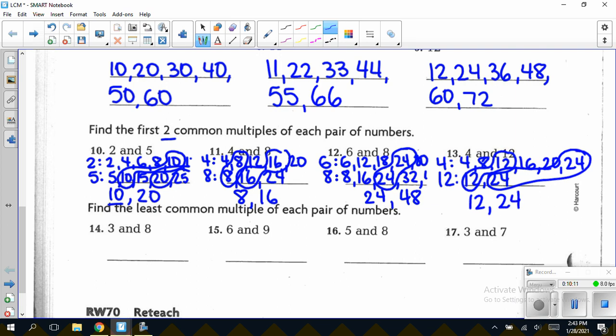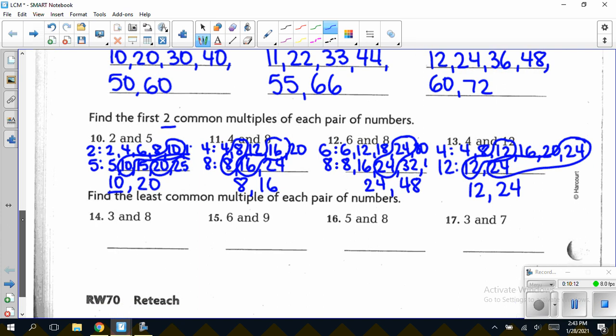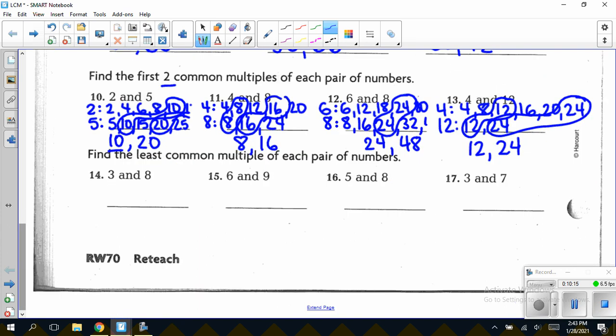So now, to work with the next set of questions, for 14 through 17, this time I just need the least common multiple, or what we like to call the LCM. So for each of these, I am again going to list their multiples, and then I only have to have the first number that they both have in common. So counting by 3s and 8s.